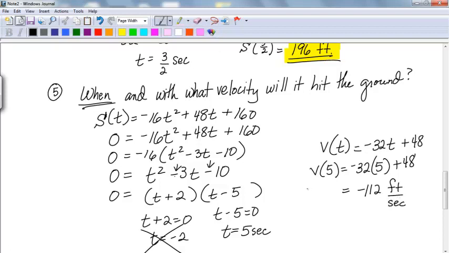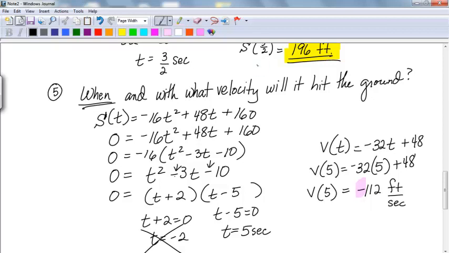Now, this sign just indicates that it's going down, okay? But it's hitting with a velocity of 112 feet per second, okay? That negative sign, a lot of people think they've got the wrong answer if they got a negative. No, that just indicates the direction.